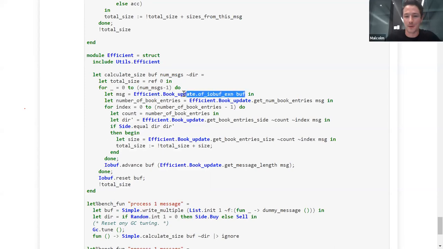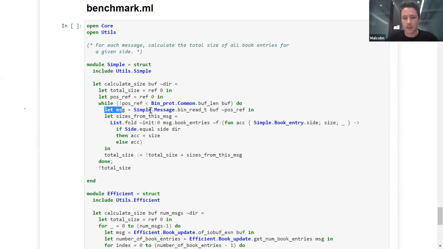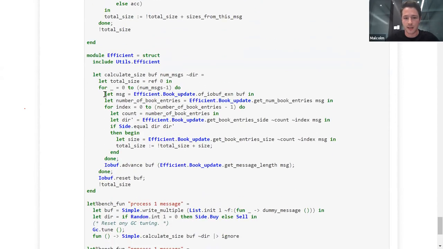We're going to call this function of iobuf exception. So we're passing in the buffer and we're getting back a message. Now this looks a lot like what we did here, but we're not allocating anything. All this function does is take a pointer to the array and do a tiny bit of validation. It looks at the first byte and checks, is this the right message I expected? And if it is, it's just the identity function. It's going to return the same value, except now our message is of type book update.